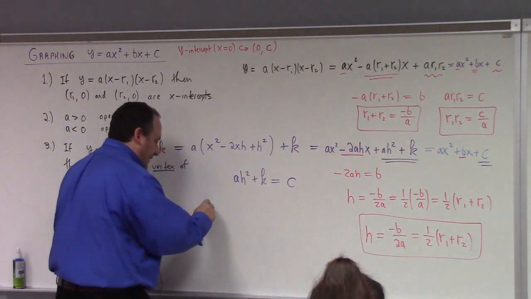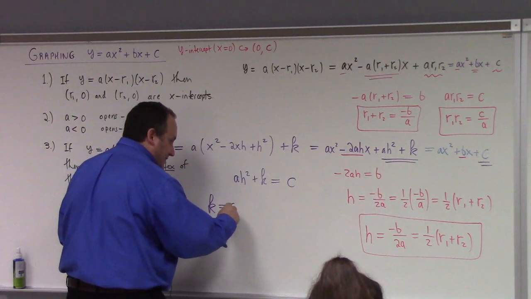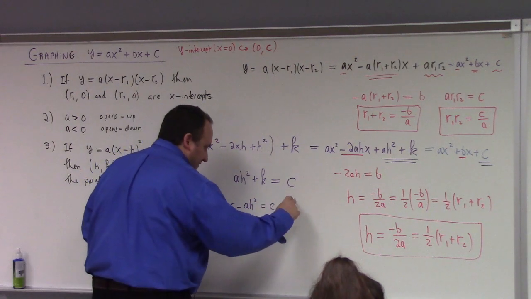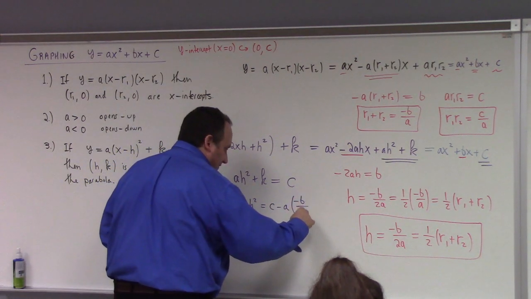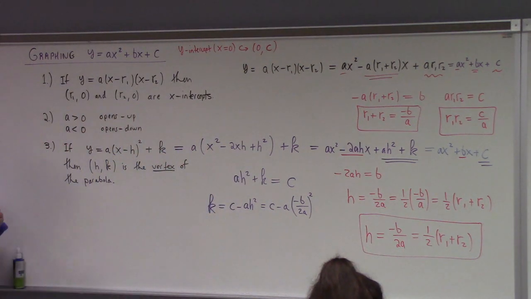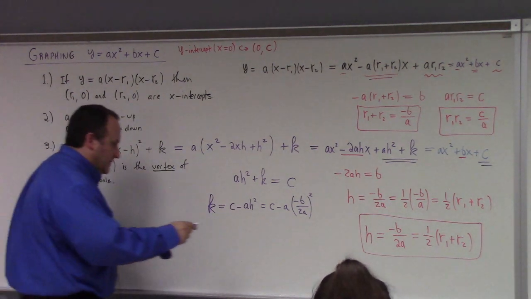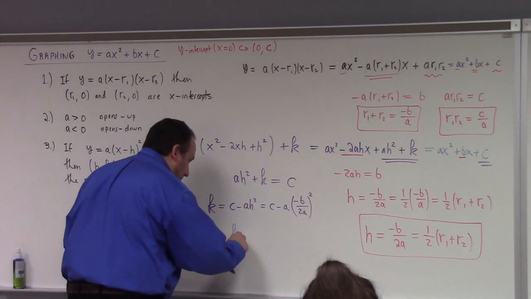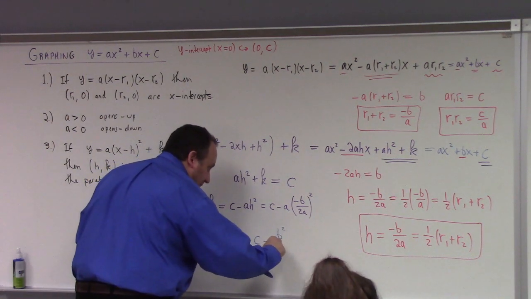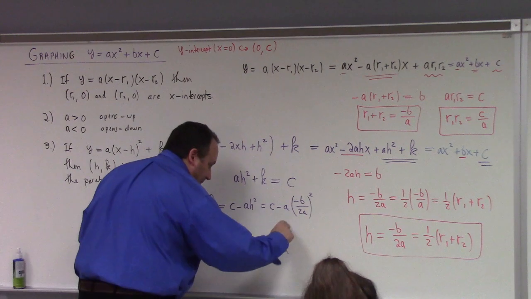If I solve that for k, I get k as c minus a times minus b over 2a squared. So if I clean that up, the formula that I find is k equals c minus b squared over 4a.